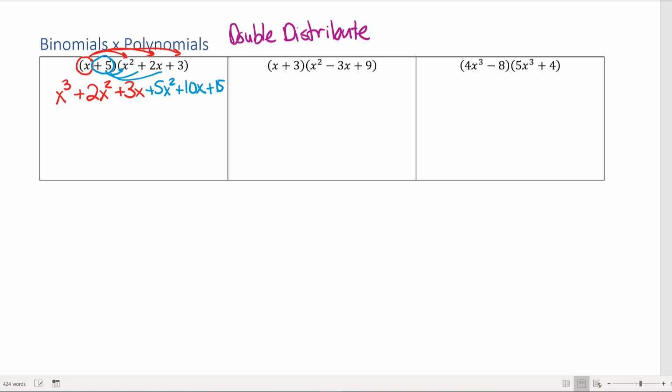So that was multiplying. Now I need to combine like terms. It looks like I have 2 terms of x squared, and I also have 2 terms of x. So in red I have x cubed, and then the 2 like terms in purple, 2x squared plus 5x squared adds to 7x squared. And the orange one that I underlined, 3x plus 10x, is 13x. And then lastly, I have the 15.